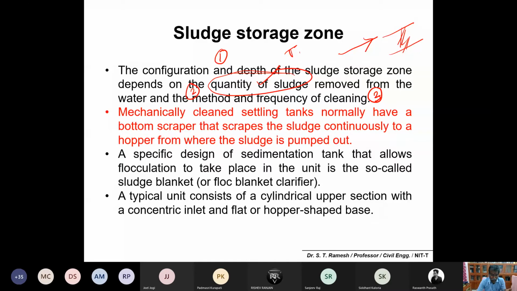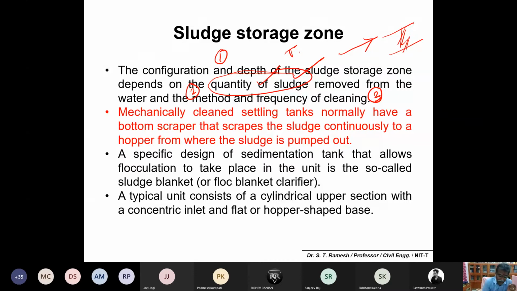If I remember, I told you 2-3 times: rapid mixing in the jar test apparatus imitates the same situation as the rapid mixing tank in the treatment plant. Slow mixing in the jar test apparatus imitates the actual situation in the flocculation chamber. And the third stage, settling in the jar test apparatus, resembles the sedimentation activity in the actual treatment plant. So you can get data from that and incorporate it in this sedimentation tank design.